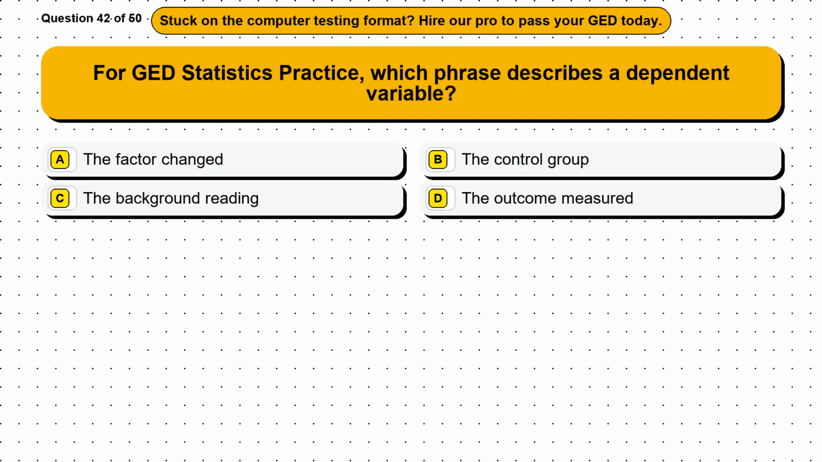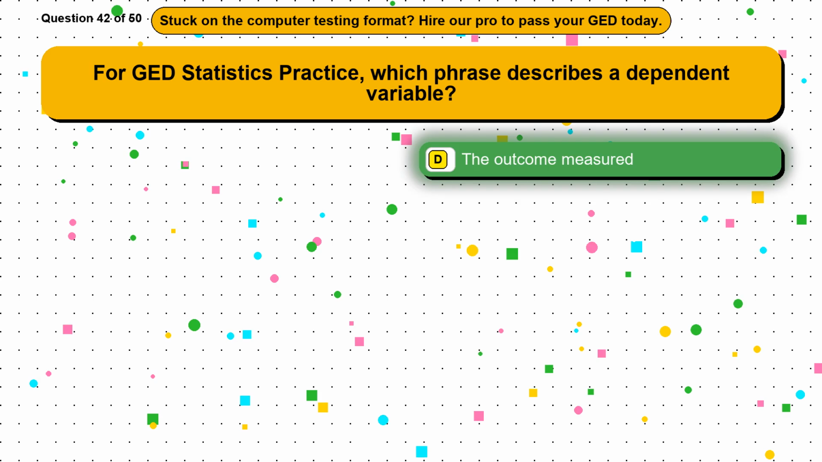Question 42. For GED Statistics Practice, which phrase describes a dependent variable? Option A, the factor changed. Option B, the control group. Option C, the background reading. Option D, the outcome measured. The correct answer is option D.